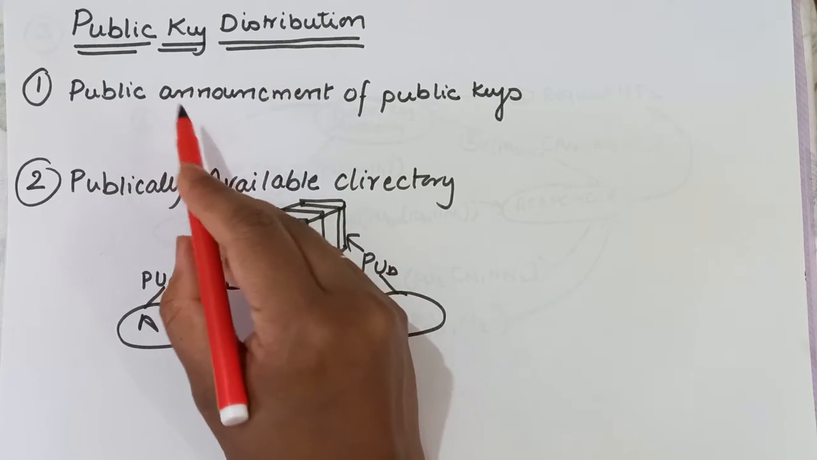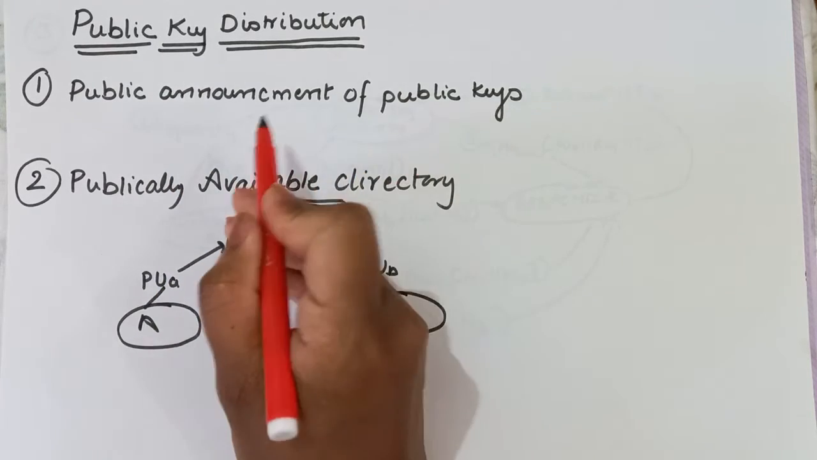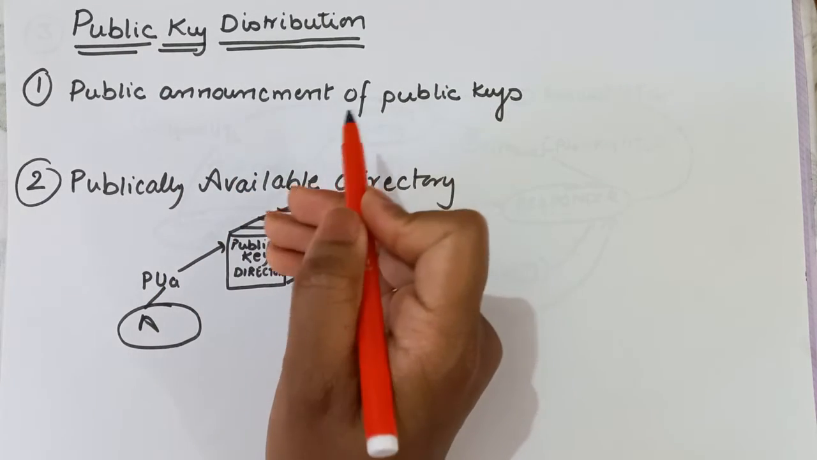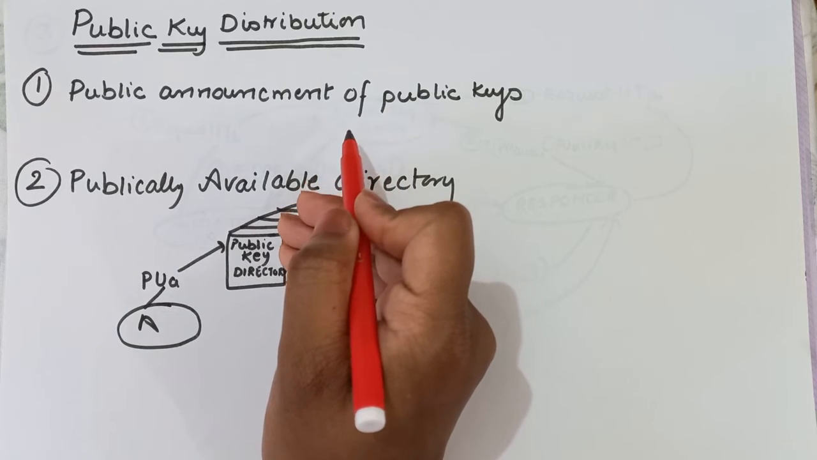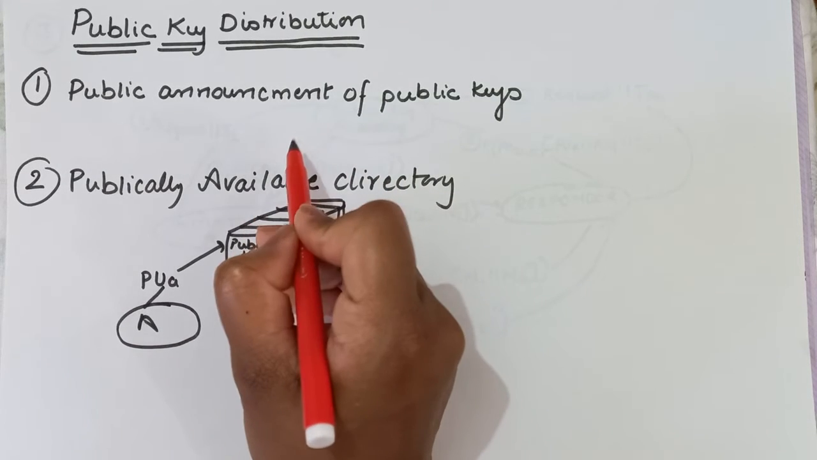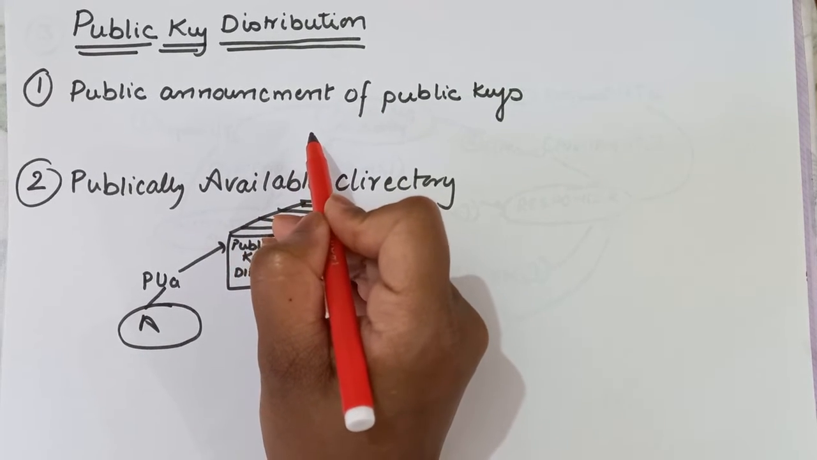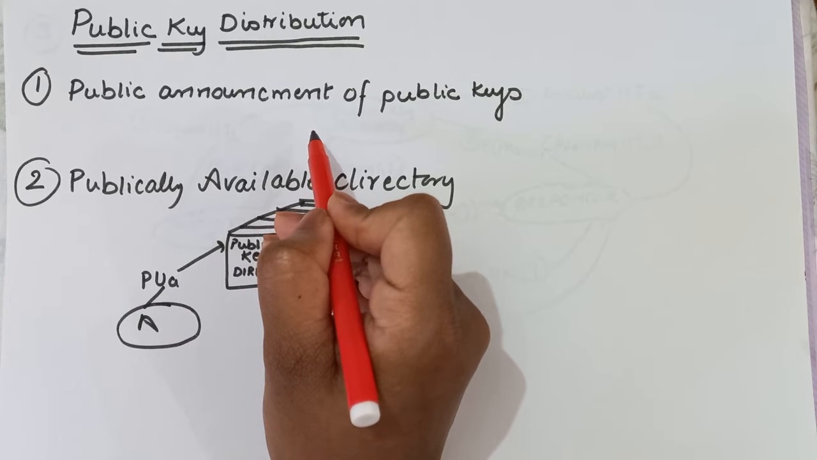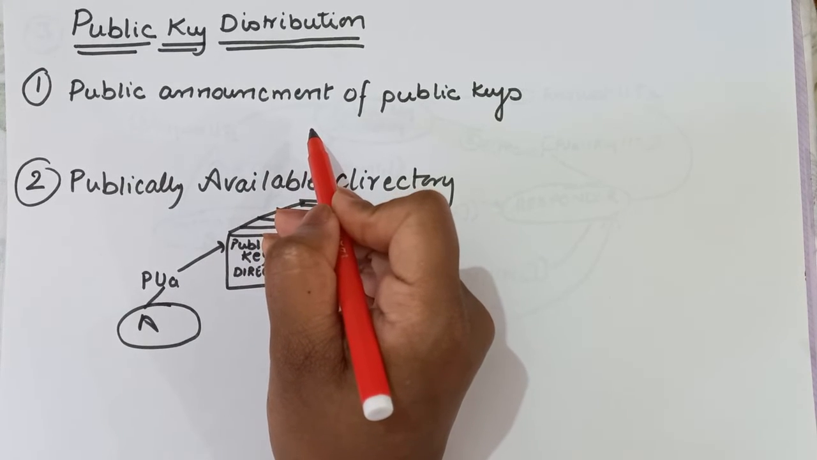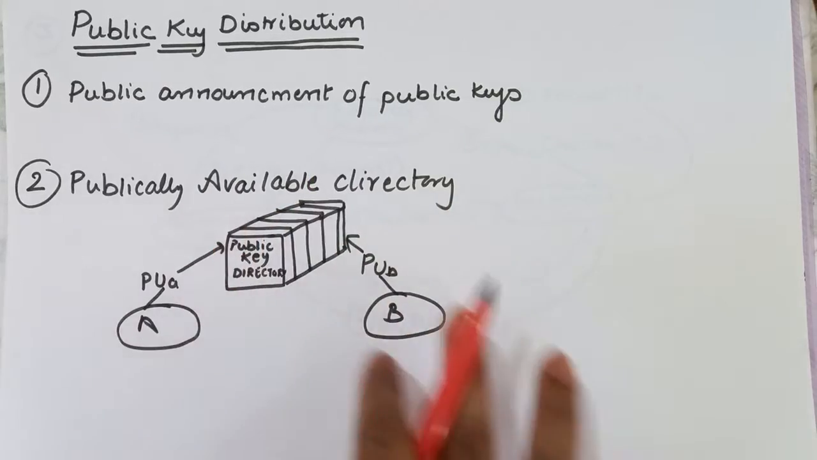So the public announcement of a public key is basically the announcement of public keys by broadcasting the message to a large community, and the disadvantage is that anybody can forge it. Anybody can pretend to be A and then send a public key of A.